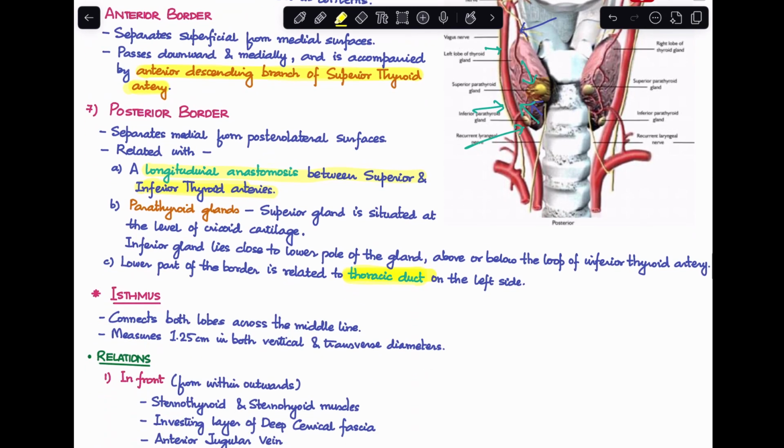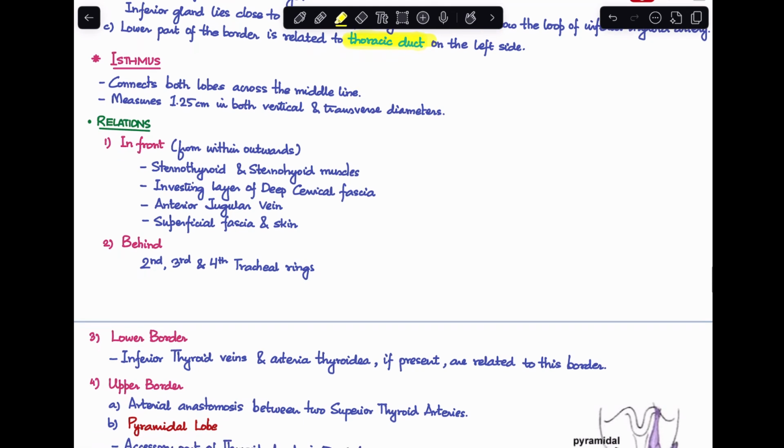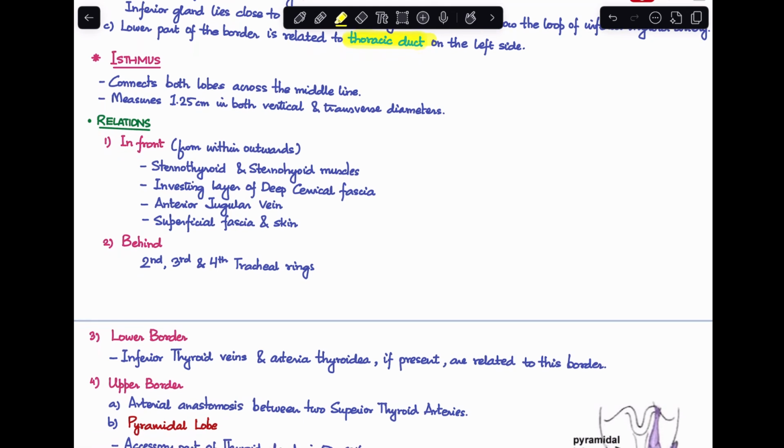Next, let's discuss about the isthmus and what are its relations. So as we have seen before, isthmus is a connecting structure in the midline which is connecting both the lateral lobes. The dimensions of it is 1.25 centimeter in both vertical and transverse diameter.